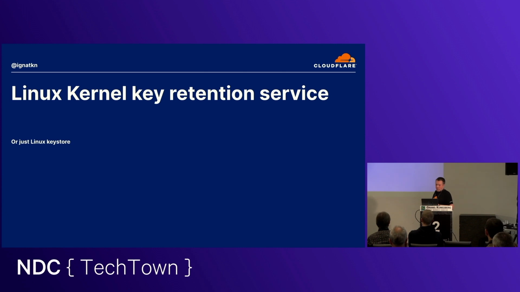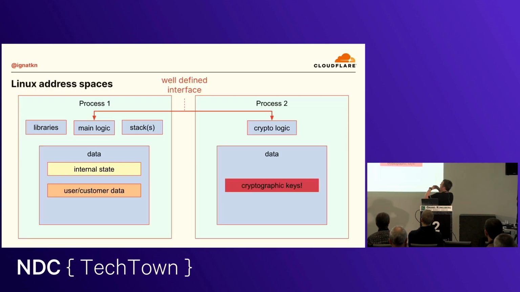This brings us to the Linux Kernel Key Retention Service, which is the official name, or I just call it simply the Linux Kernel Keystore. The idea is quite simple. We take this model and we replace the agent process with the Linux kernel. Will it work? Yes, because the kernel has a separate address space from the process. So you have the address space separation here.